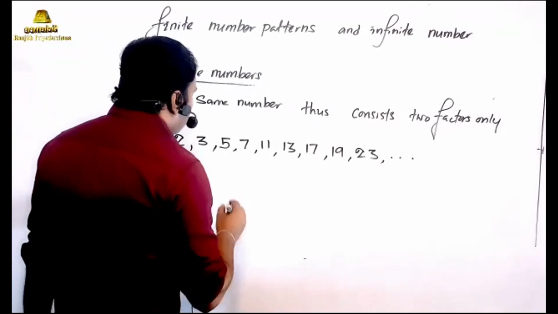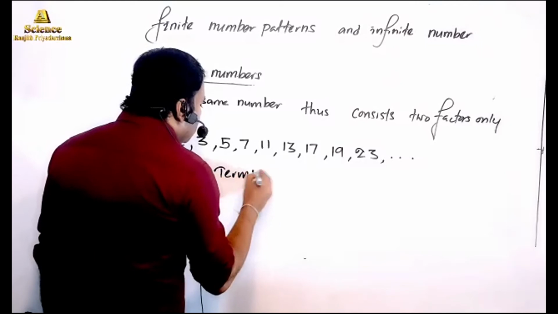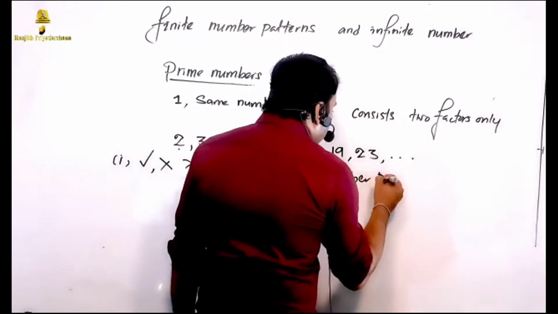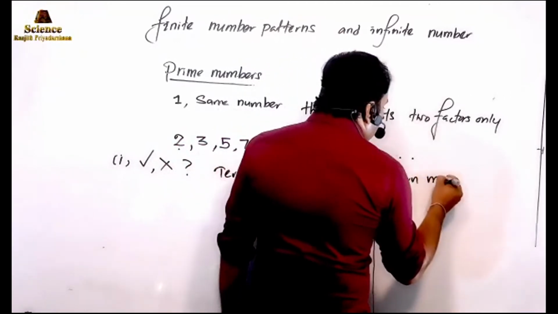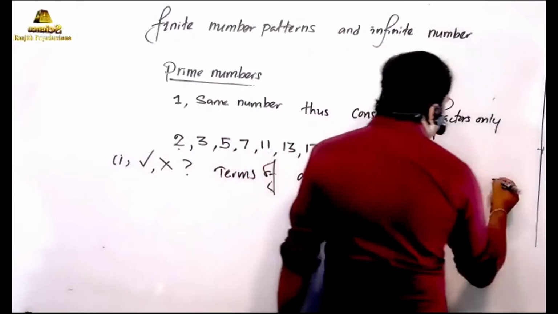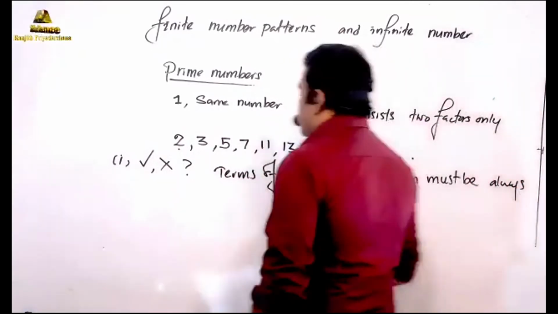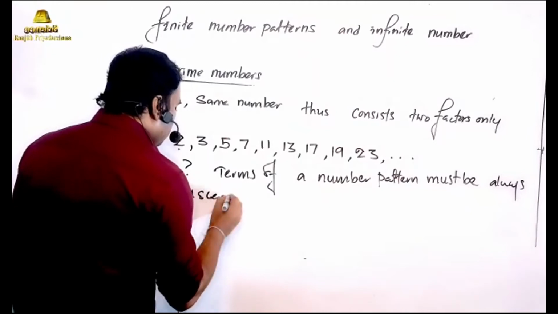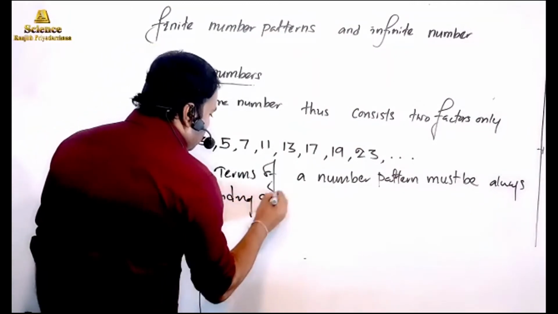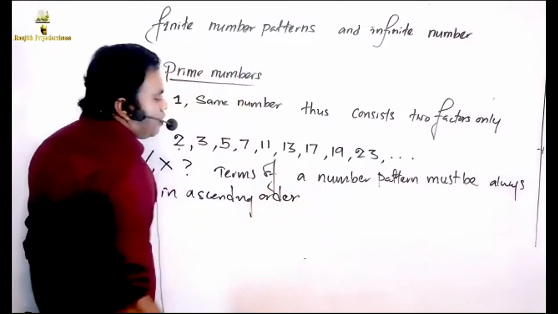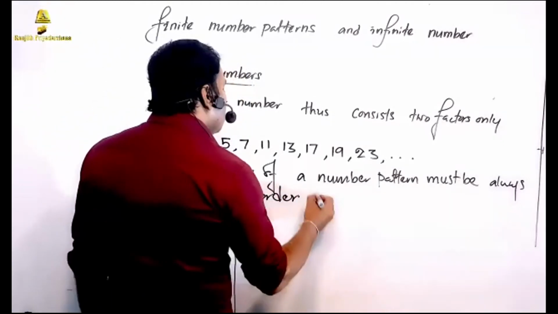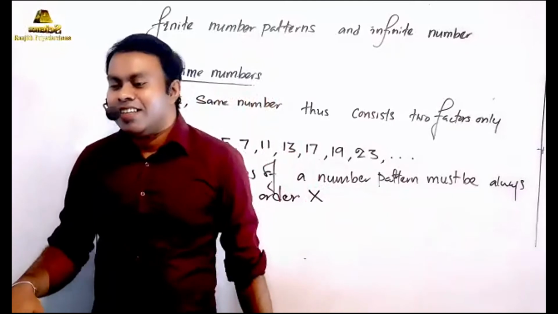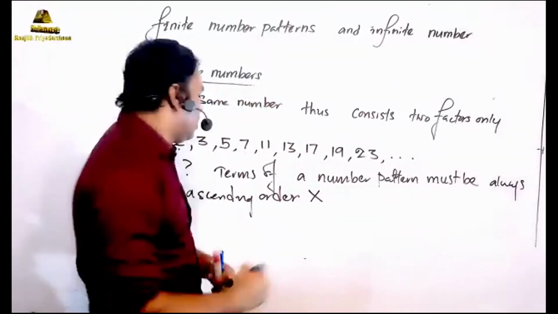Okay. Terms of a number pattern must always be in ascending order. So this is a statement. What do you think? Correct or wrong? Wrong. Yes, that's wrong. Then we have to prove it. We can't just say it is wrong, we have to show it. Yes, let's prove it.